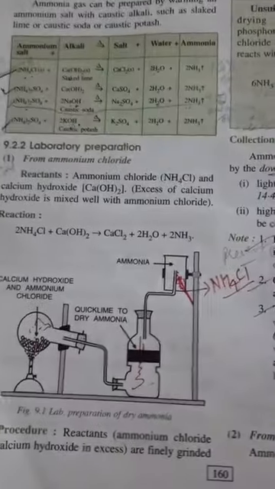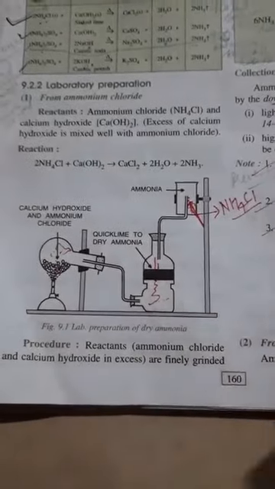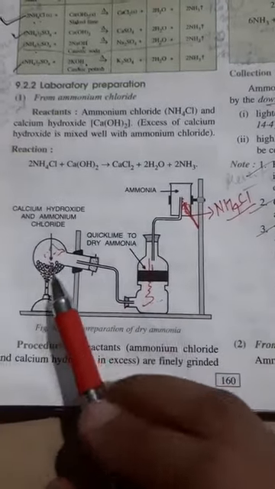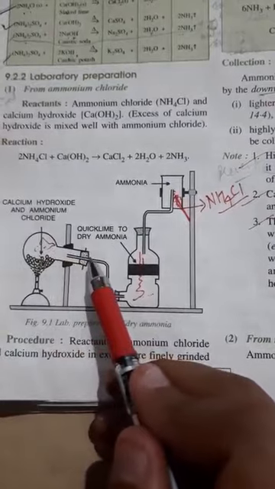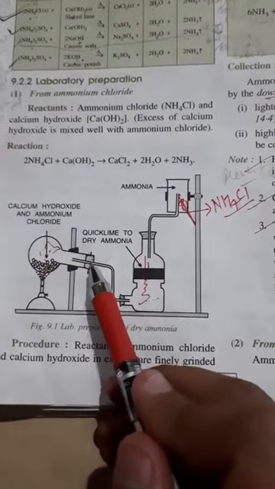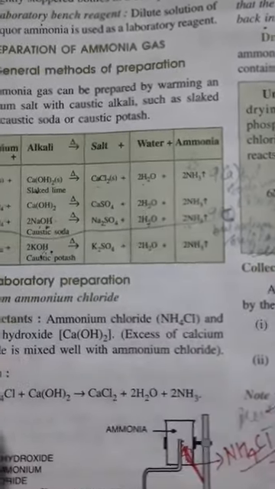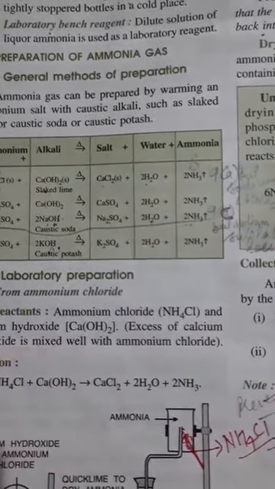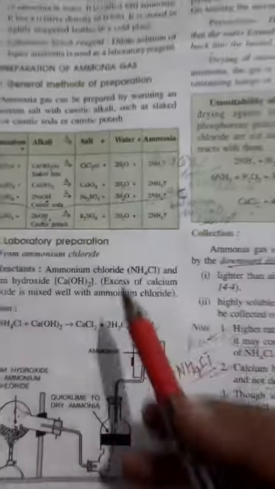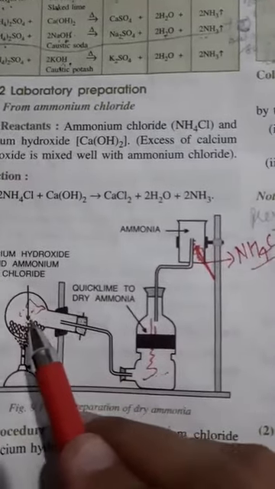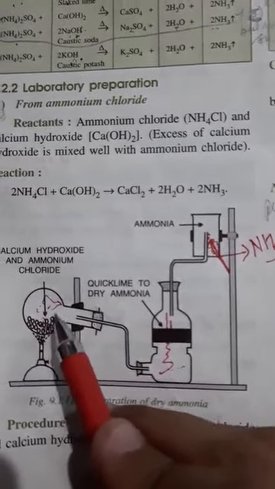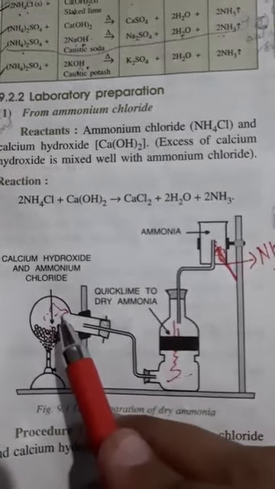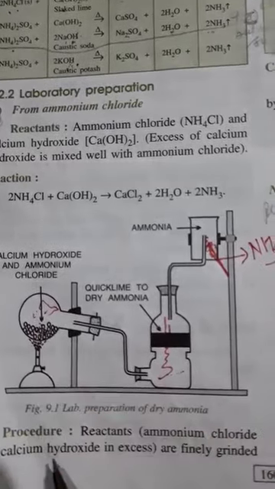Okay, so let's move to the laboratory preparation. I am going to explain the diagram. See, a round bottom flask is taken here and it is in a slanting position. Why is it in a slanting position? As shown in the above reaction, there is formation of water, so the water formed should not trickle back into the round bottom flask, because if it trickles back, there will be breakage of the flask.